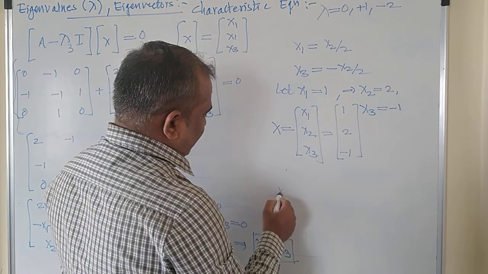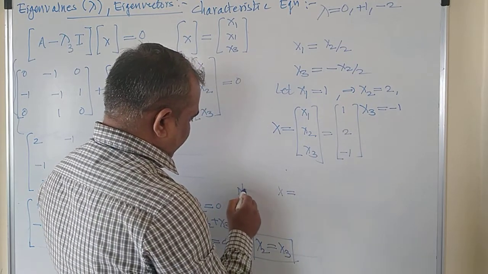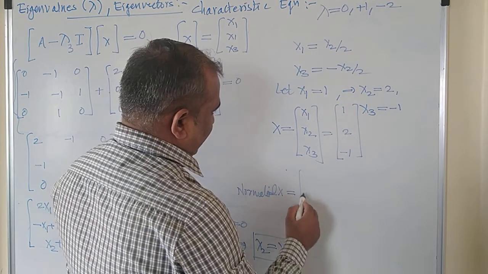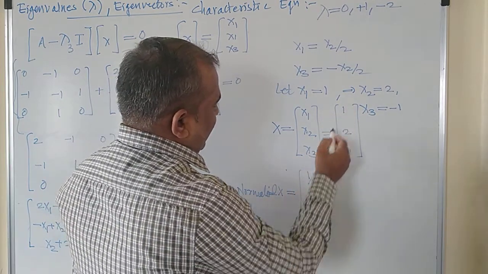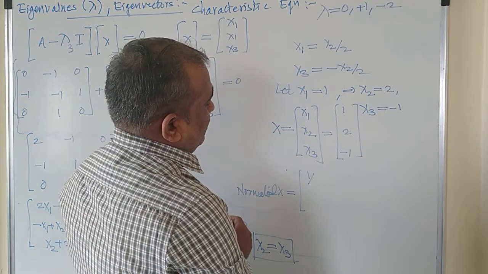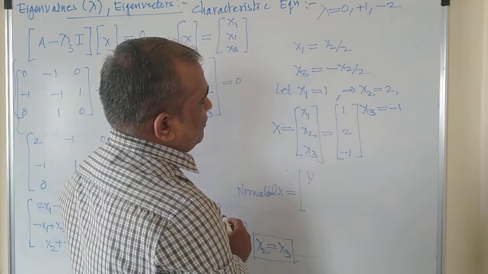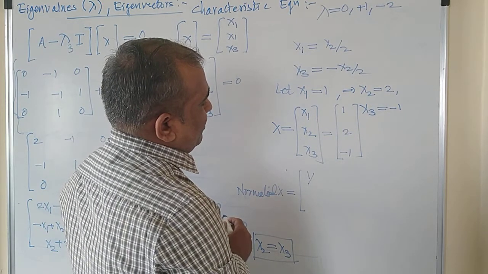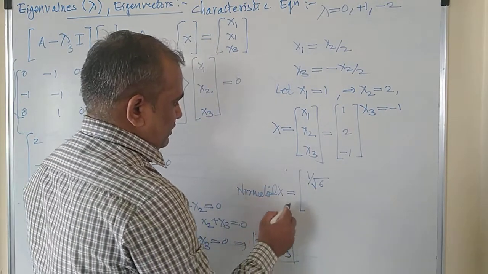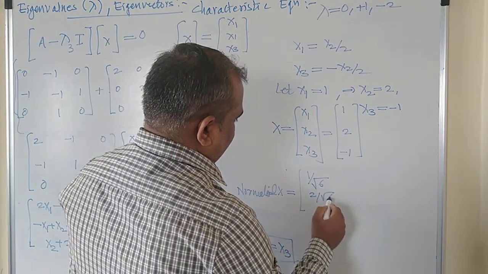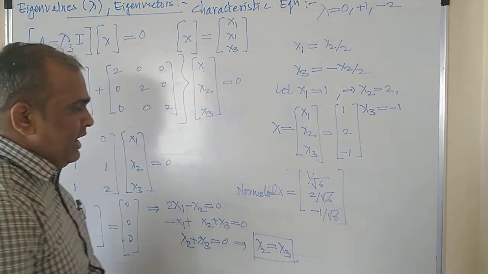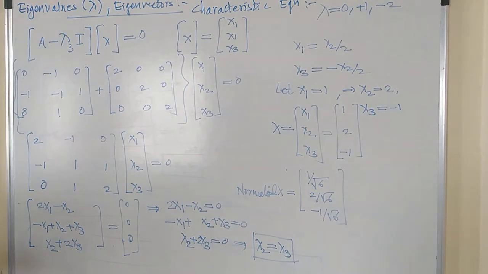Corresponding normalized x will be equal to how much? 1 divided by the square root of 1 square plus 2 square plus minus 1 square. 1 square is 1, 2 square is 4, plus minus 1 square is 1. 4 plus 1 is 6. So root 6. 1 by root 6, 2 by root 6 and minus 1 by root 6 are the normalized eigenvectors, right? So we got all the eigenvectors for 3 different eigenvalues.